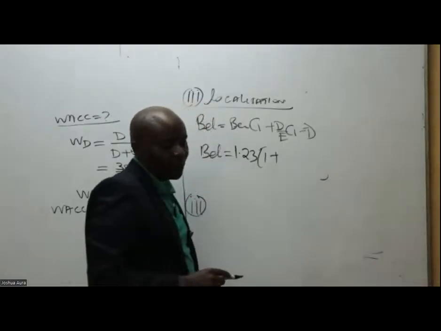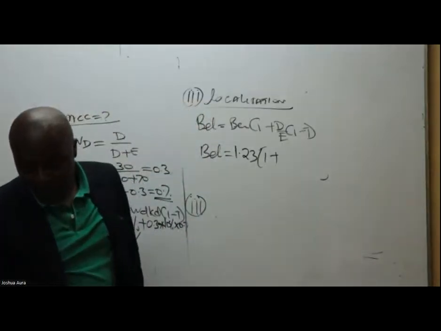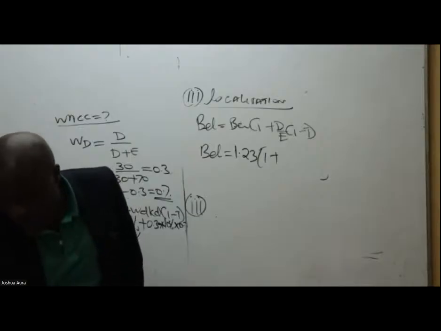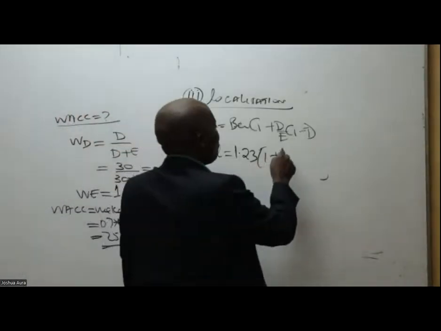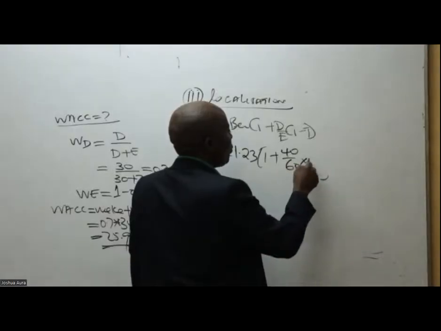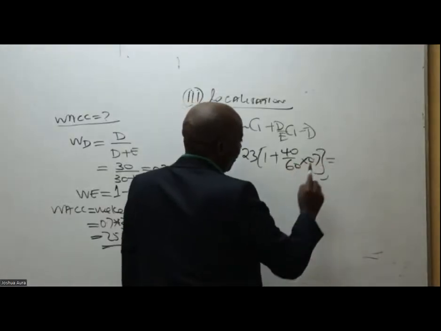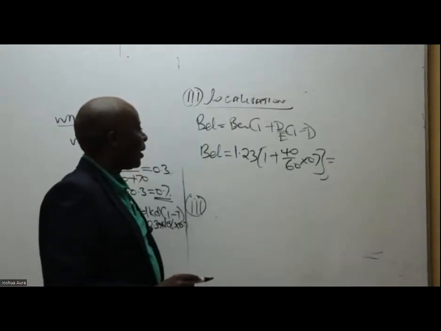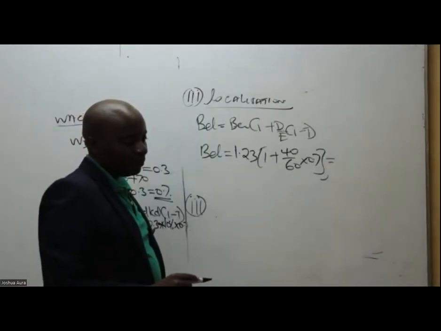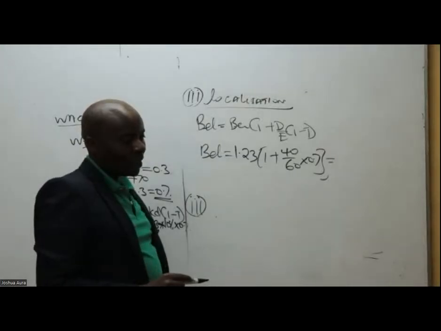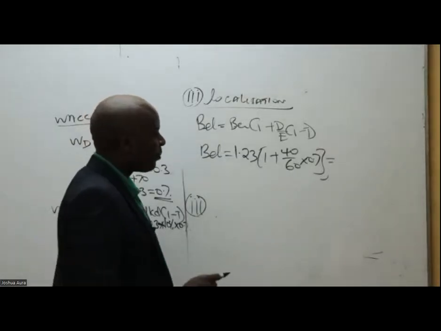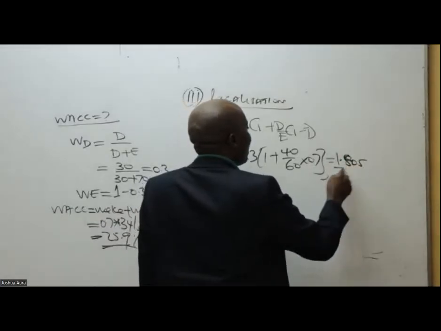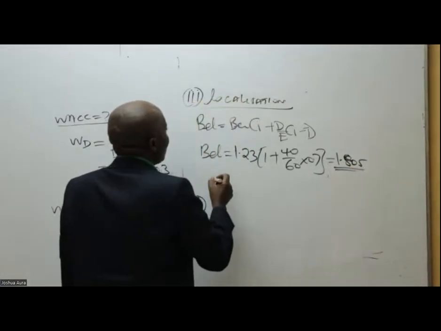They have given us the debt percentage. These guys have given us the debt percentage as 40, 60. So plus 40 over 60 times 0.7. Could you kindly give me the final answer there? The bell. So 1.805. Once I get this 1.805, I'll be able to move to the next thing.